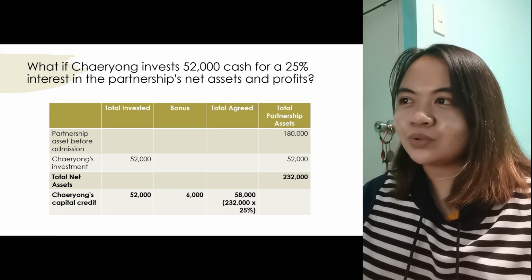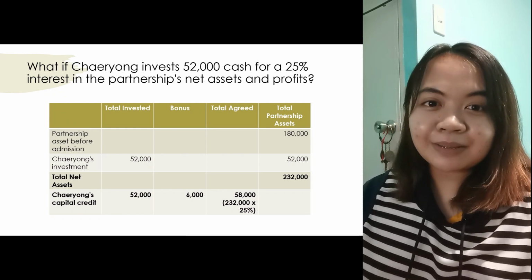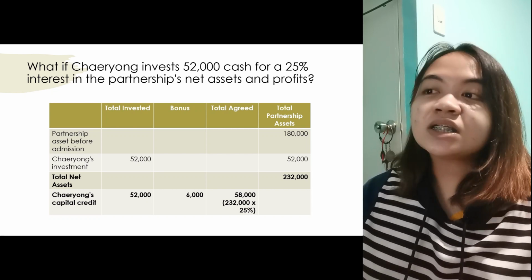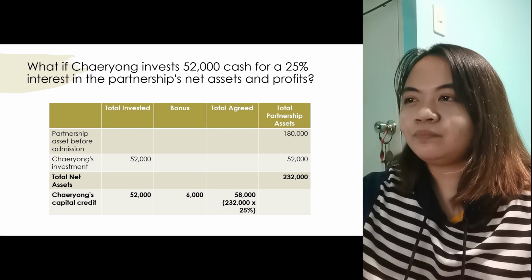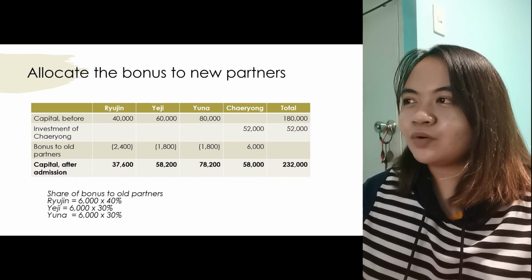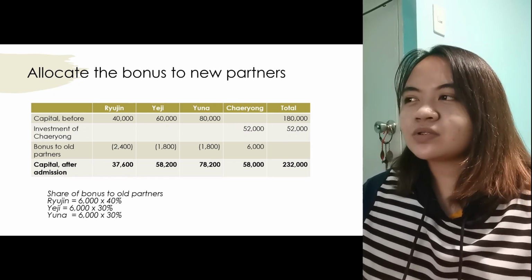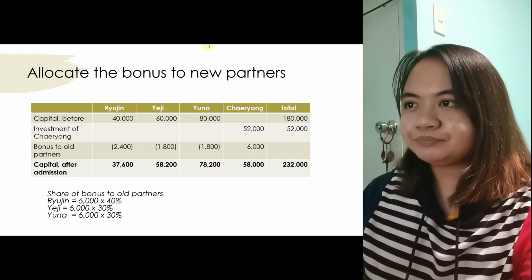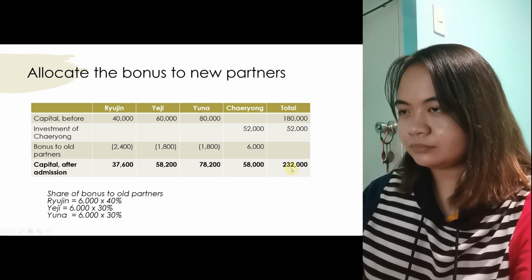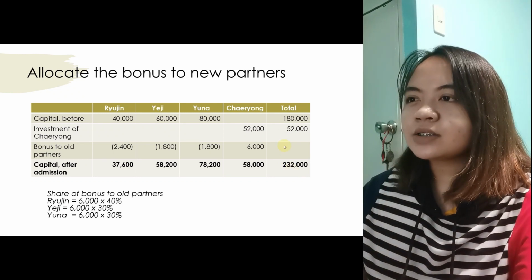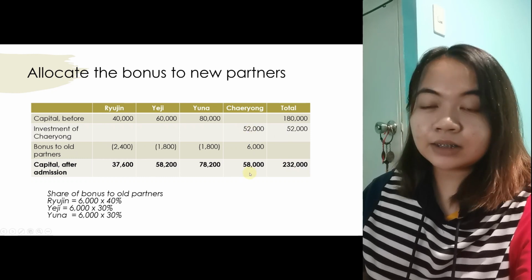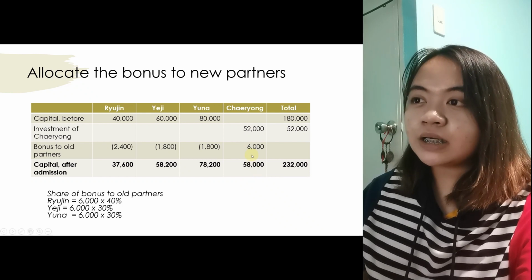Kaninong bonus yung 6,000? Sino nagbigay ng bonus? Yung existing partners ang nagbigay kay Cheryong. Si Cheryong ang may bonus. So, let's look at the allocation of the bonus. You have capital before 40, 60, 80. Nung pumasok si Cheryong, you get 52,000. 180 plus 52, 232,000. Ilagay mo na investment 52, and then the total agreed kay Cheryong, 58. Squeeze mo lang, you get 6,000.